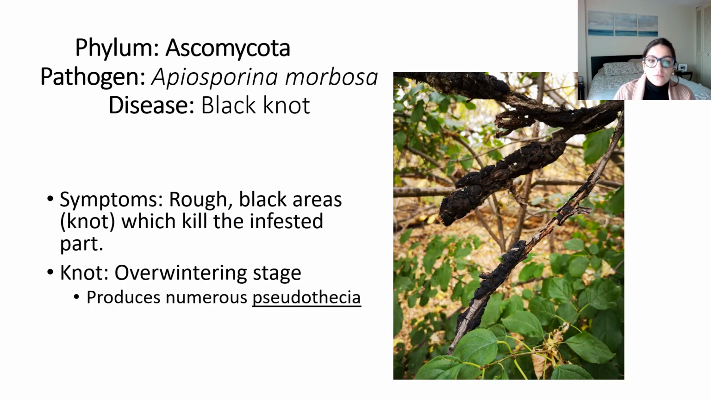Our next fungus is Apiosporina morbosa, which is the cause of black knot disease. I'm sure that if you go to River Valley, you're going to be able to observe these symptoms, which are rough black areas, known as the knot, which kills the infested part of the tree. The knot is the overwintering stage of this fungus, and it is capable of producing numerous pseudothecia.